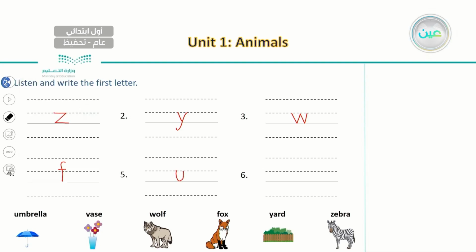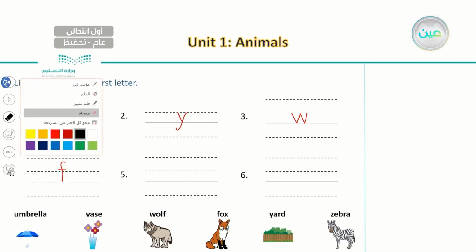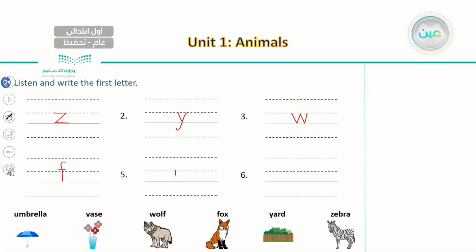And next, number 6. So this is how we write letter U. Now, this leaves us with one final word, number 6, which is vase. Vase. And the first letter that the word vase starts with is letter V. Letter V. So here you go. This is how we do this exercise.